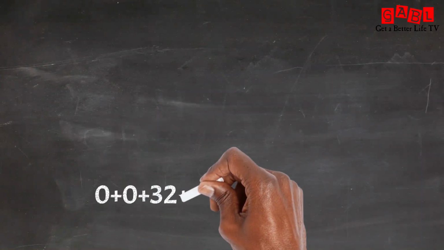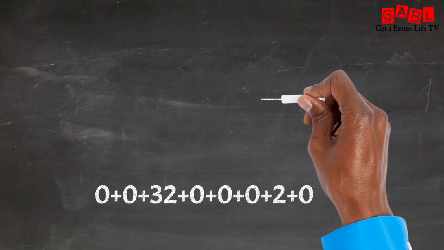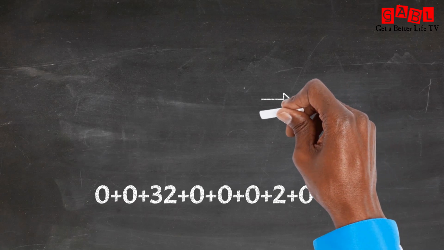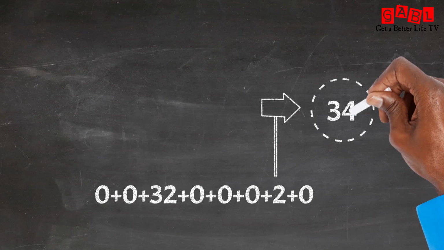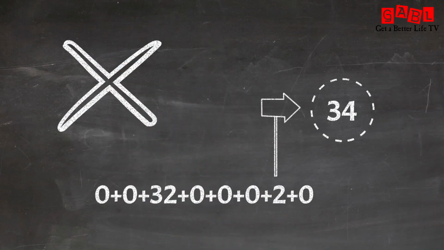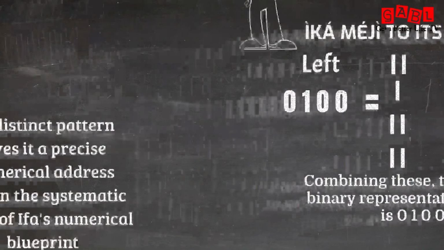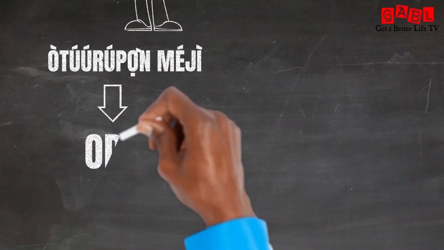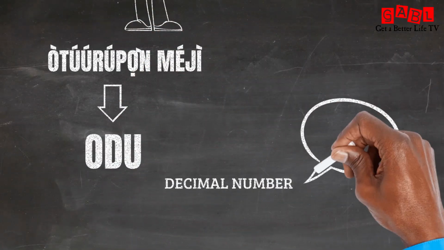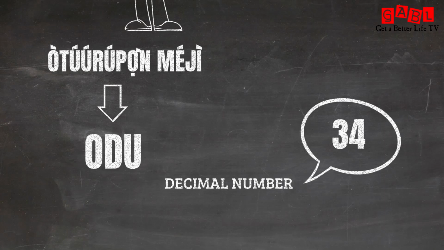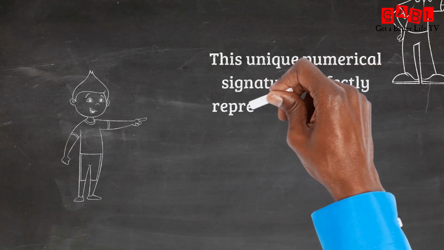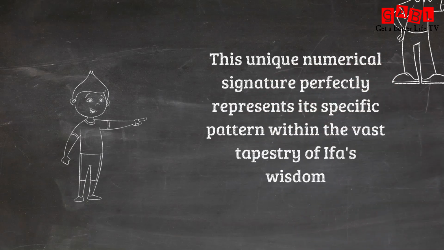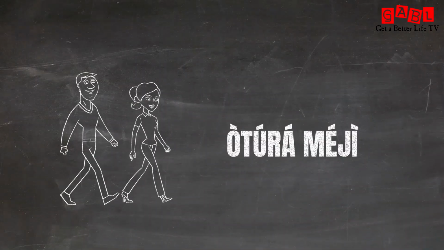This calculates to 0 plus 0 plus 32 plus 0 plus 0 plus 0 plus 2 plus 0, which sums up to 34. So, Oturupon Meji, the Odu of careful steps and resilience, corresponds to the decimal number 34. This unique numerical signature perfectly represents a specific pattern within the vast tapestry of Ifa's wisdom. Now let's move on to Otura Meji.